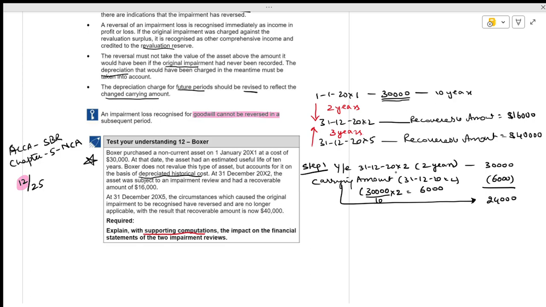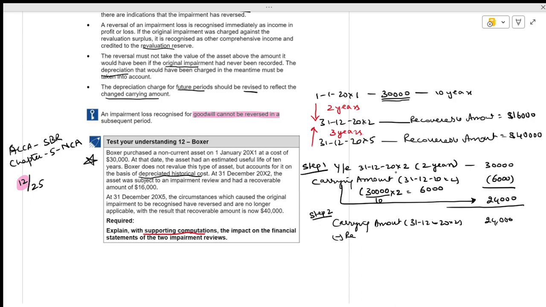They have made it step 2. Okay, step 2. How much is the carrying amount? The carrying amount as on 31/12/2002 is how much? 2002 is 24,000.